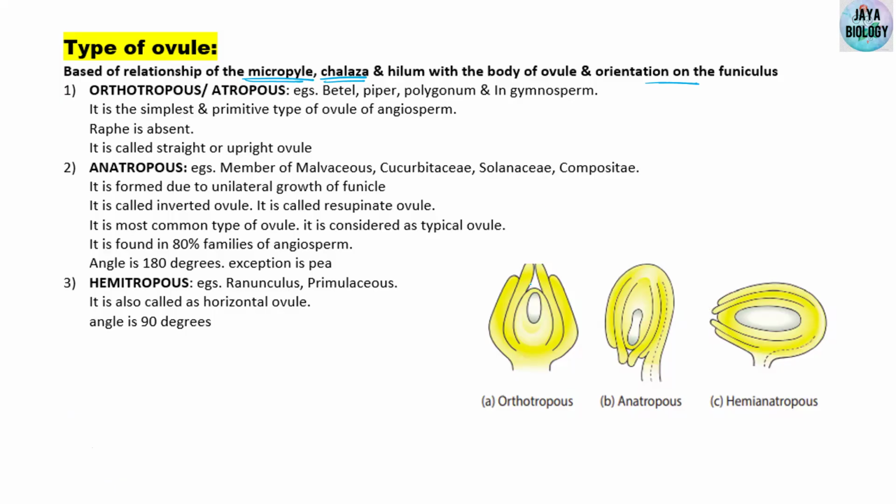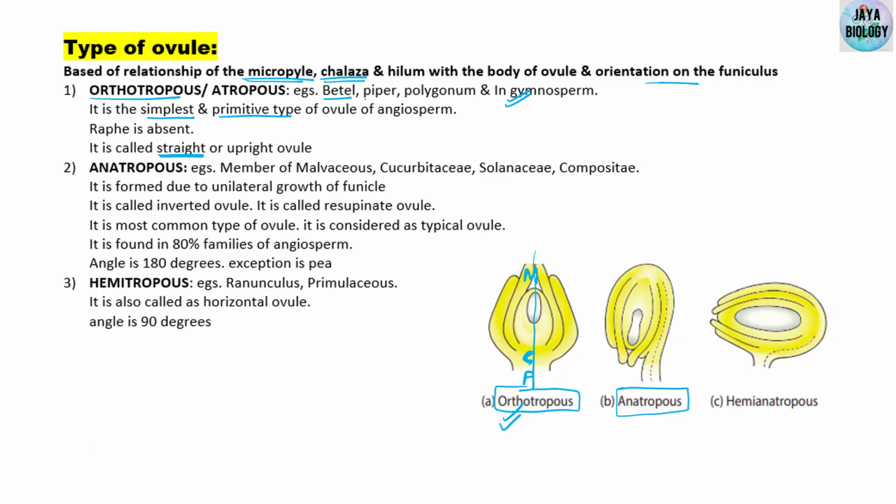If you recall your previous video, we studied orthotropous ovule and anatropous ovule in the first two videos. Please revise once again. In orthotropous ovule, which we say straight ovule, this is micropyle, this is chalaza and funicle. All are in one line. We say this is orthotropous ovule, and it is the simplest, primitive type of ovule, also known as straight ovule. It is common in gymnosperms, but a few members of angiosperms also contain such type of ovule.